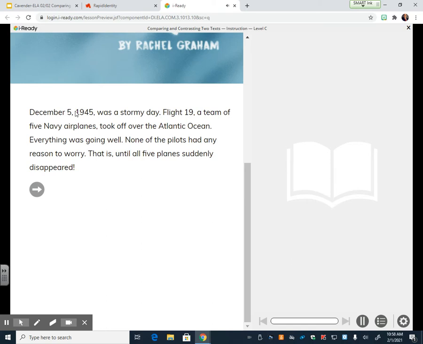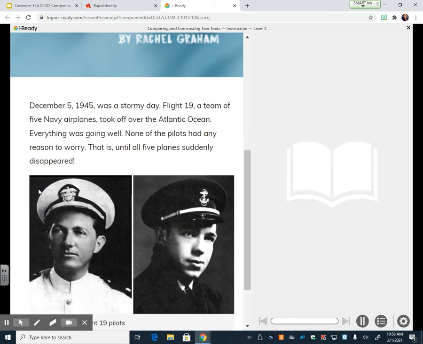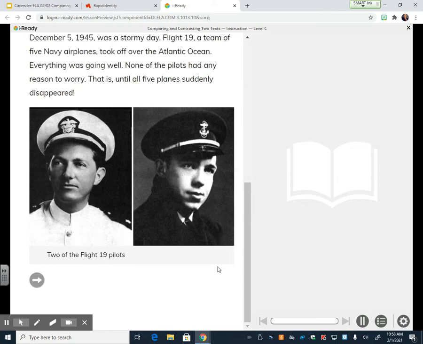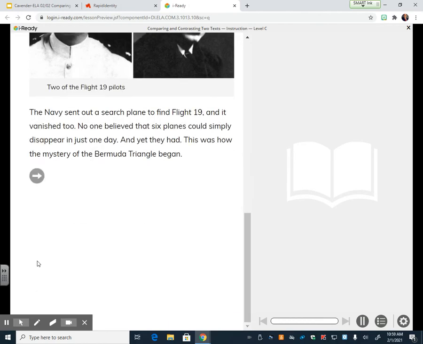So this says, December 5th, 1945 was a stormy day. Flight 19, a team of 5 Navy pilots took off over the Atlantic Ocean. Everything was going well. None of the pilots had any reason to worry. That is, until all 5 planes suddenly disappeared. These are two of the Flight 19 pilots. The Navy sent out a search plane to find Flight 19, and it vanished too. No one believed that 6 planes could simply disappear in just one day, and yet they had. This was how the mystery of the Bermuda Triangle began.